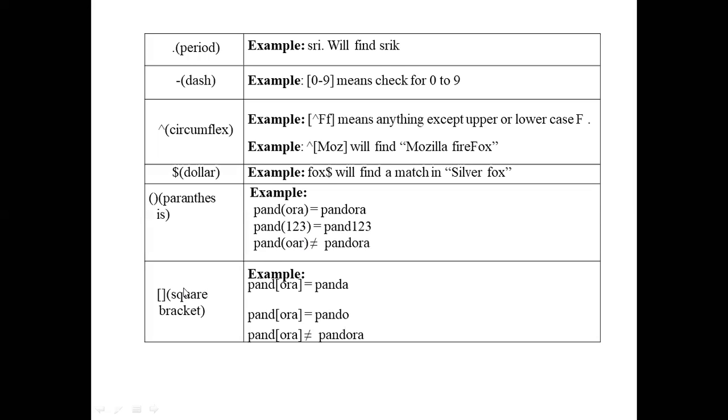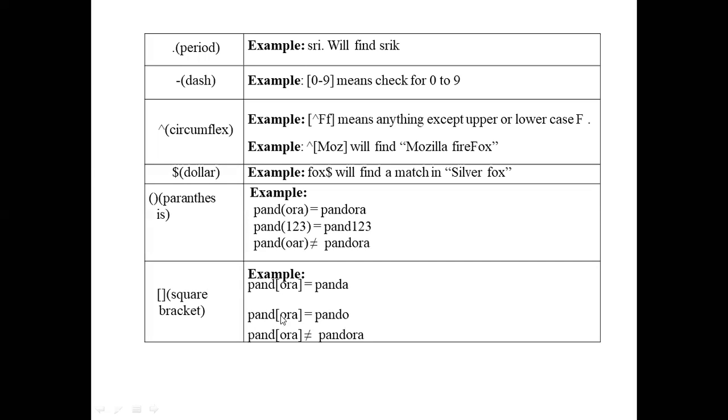So here square brackets mean match anything in the brackets for one position, once and only once. At least one of the characters in the square brackets must match. So here p[ond]a... for example, panda matches ORA. Why? Because it matches one of O, R, A, that is A, giving panda.